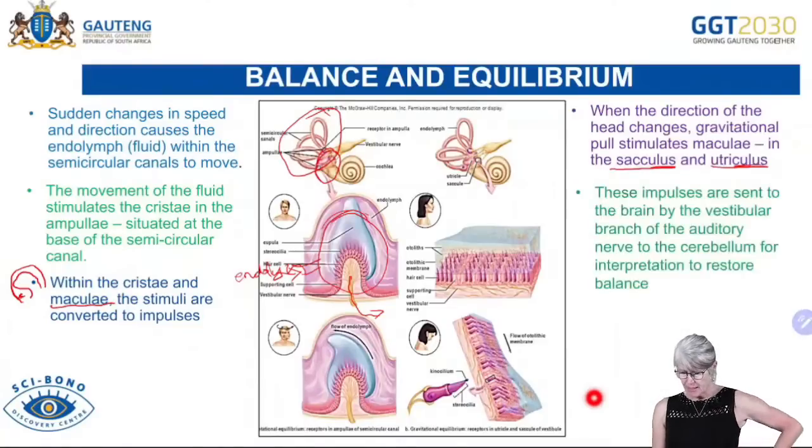All right, so these impulses are sent via the vestibular branch of the auditory nerve, and the auditory nerve now carries the impulses to the cerebellum. Okay, so it's not the cerebrum. Remember, hearing goes to the cerebrum because that is the area where sound is interpreted, but your cerebellum is the part of the brain that allows you to maintain or restore balance. Okay.